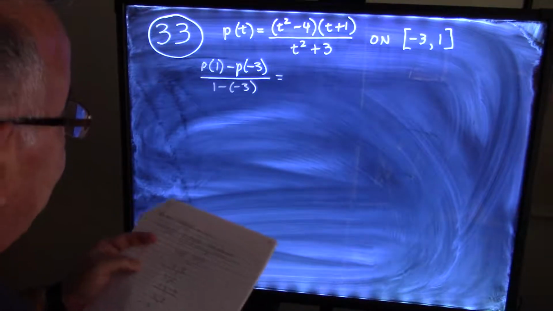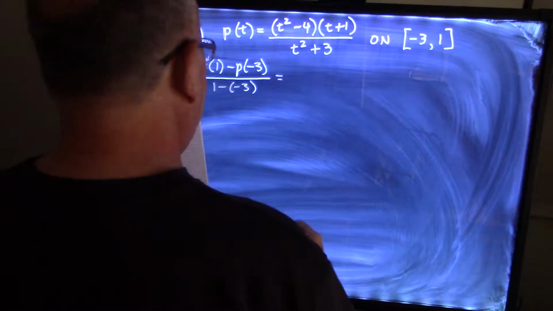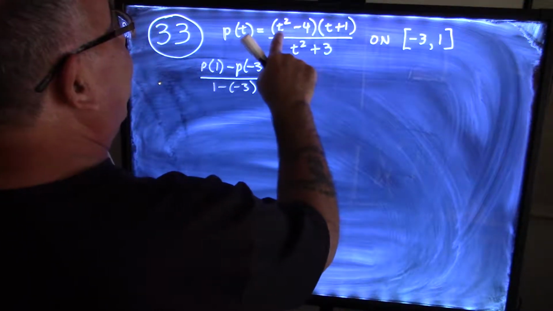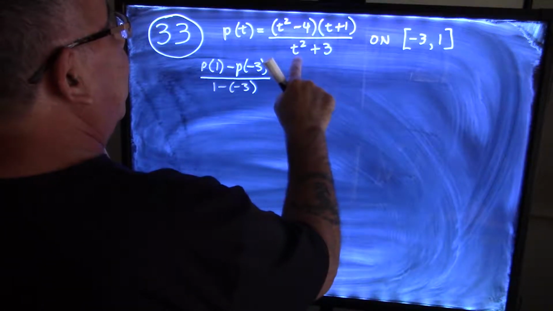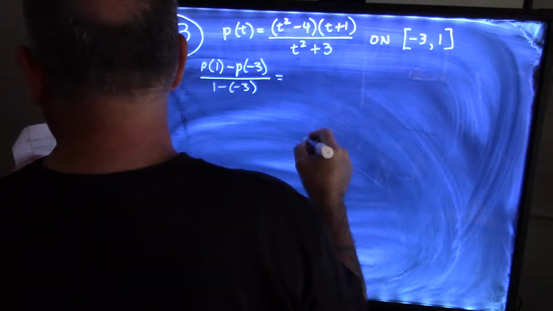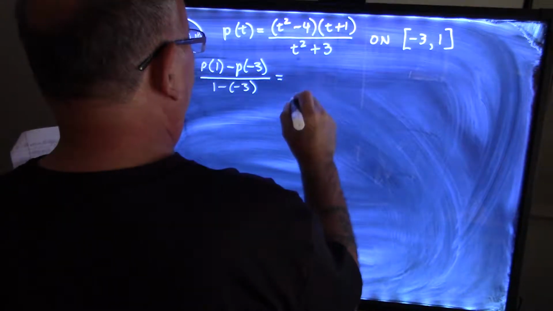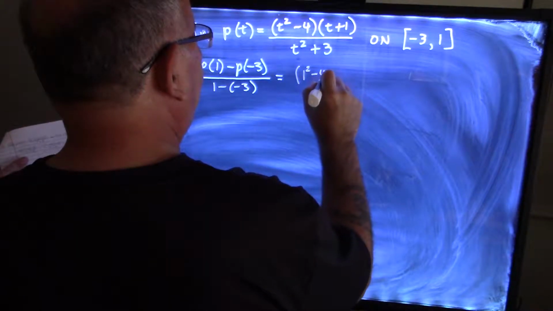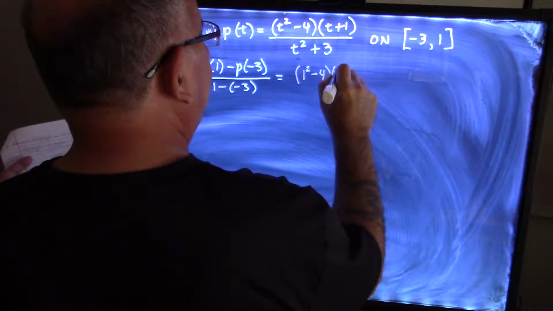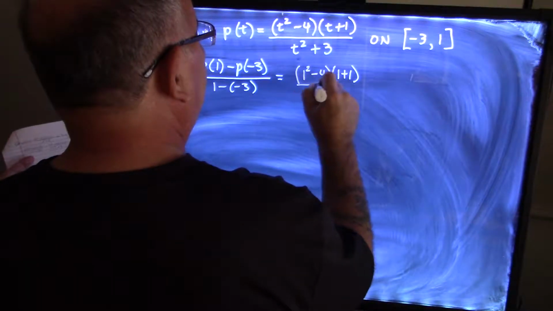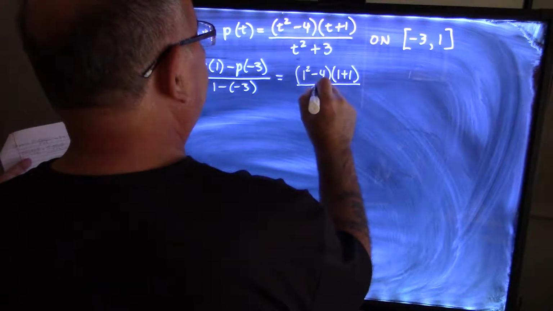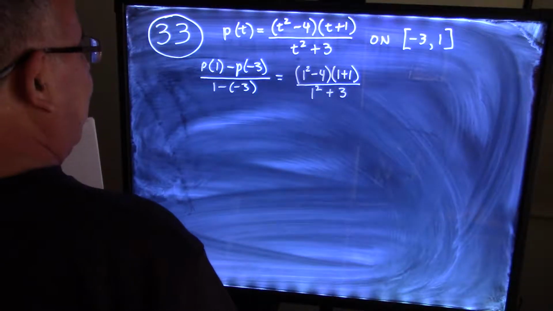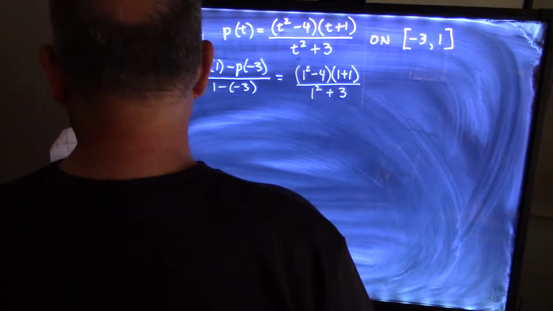So I have to write this a little bit smaller because of this complicated function here. Alright, so what's p of 1? You put a 1 here, here, and here, so you're going to have a fraction. So it's going to be 1 squared minus 4 times 1 plus 1 over 1 squared plus 3. Now, fortunately, 1 is not too hard to evaluate here, so that one's not too bad.